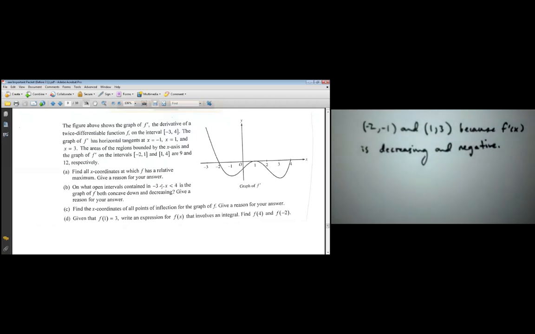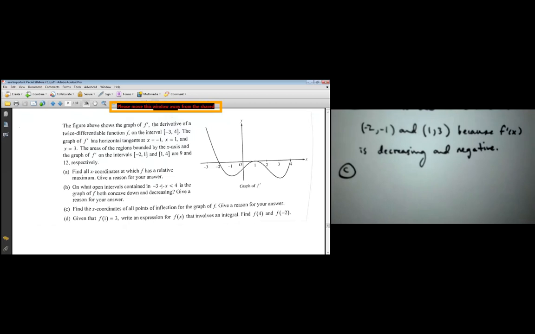All right, C. We want to know about points of inflection. Where are the points of inflection on this graph? Somebody tell me. At -1, yep. 3, and then 1. Yes. Okay. So what she just said is correct.